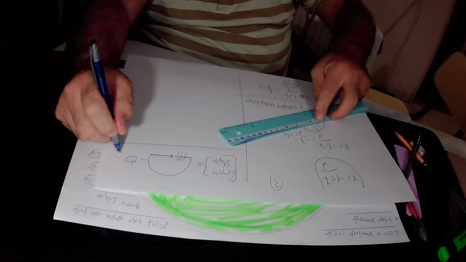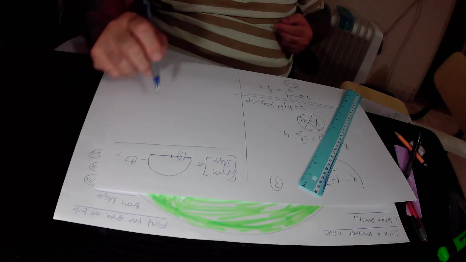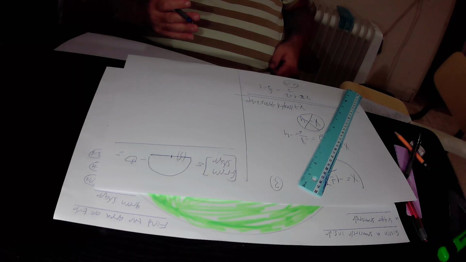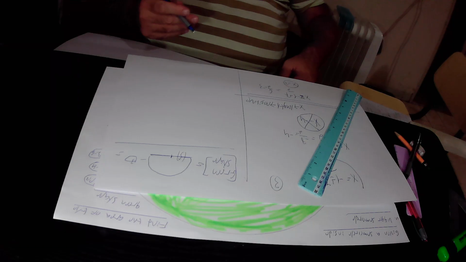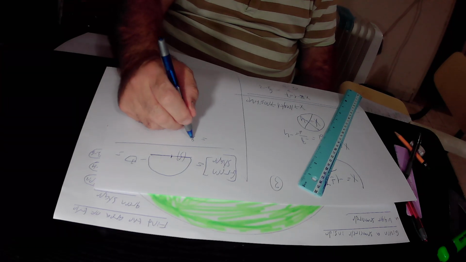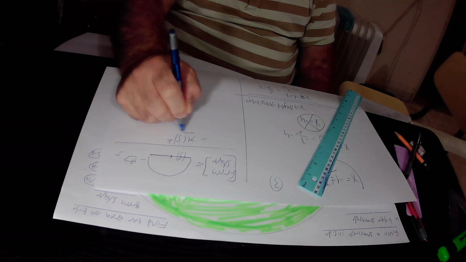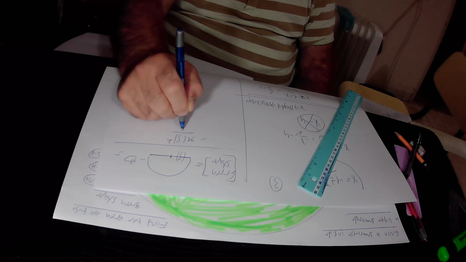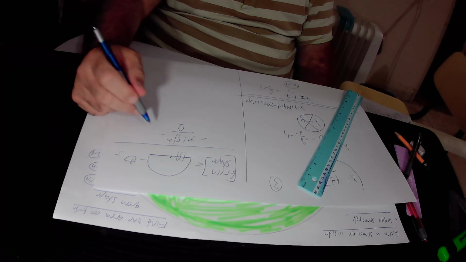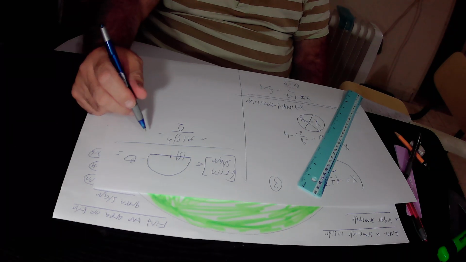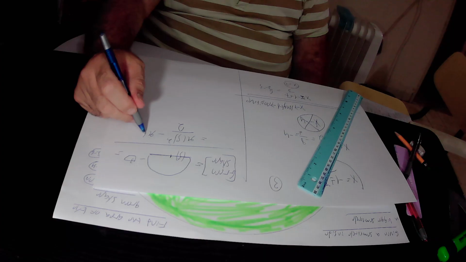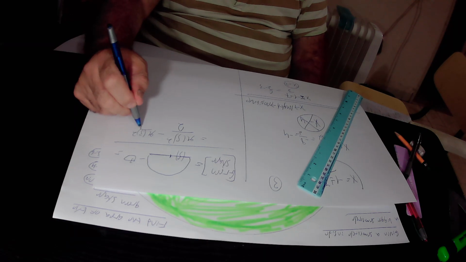So the area of the green shape in total must be equal to the area of the big semicircle. The radius of the big semicircle is 5. The area of the semicircle is pi r squared over 2. R is 5, so it is pi times 5 squared over 2. Likewise, minus the area of the small semicircle. The radius of the small semicircle is 3, therefore its area is pi times 3 squared over 2.